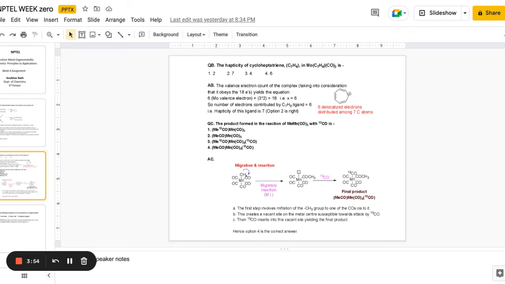The third question is regarding the migratory insertion reaction, which is quite common in organometallic complexes. The question is whether this complex, MeMn(CO)5, reacts with 13CO or not, and what the product is. If you have a look, the methyl group has 4 cis CO carbons available, and it can undergo migratory insertion. If the CH3 undergoes migratory insertion, it inserts into the metal-carbon bond, forming the Mn-C(O)CH3 moiety and creating a vacant site. Now if we add 13CO, the 13CO binds to that vacant site, yielding the final product MeCO-Mn(CO)4(13CO). So the correct option is option 4.